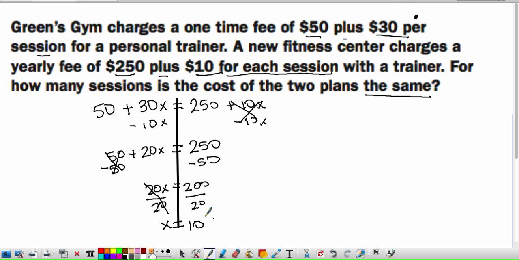Now, if you'll remember, x actually stood for the number of sessions. Excuse me, I'm writing with my active slate, and it's kind of hard to write on it sometimes. X meant the number of sessions. The question they were asking us was, for how many sessions is the cost of the two plans the same? Well, if x equals 10, then that means 10 sessions. That means it doesn't matter which gym you go to. If you go to 10 sessions with this personal trainer, each gym is going to end up being the same.